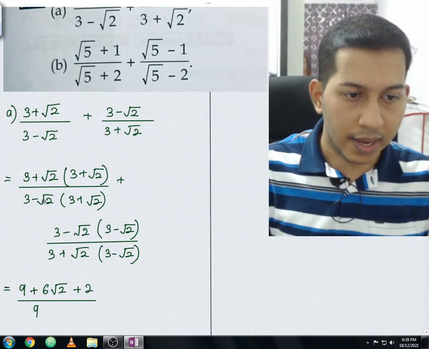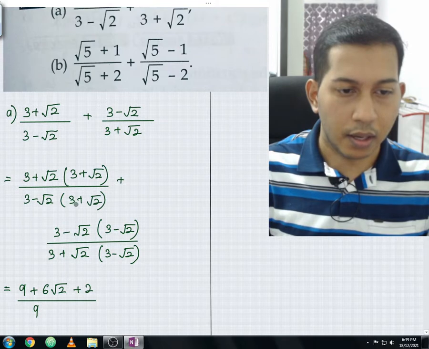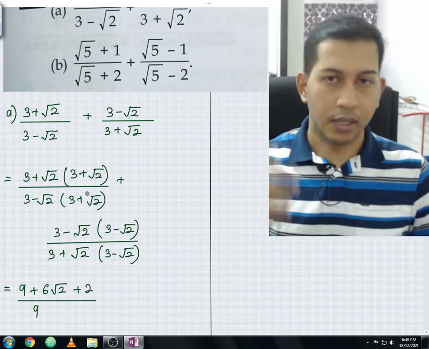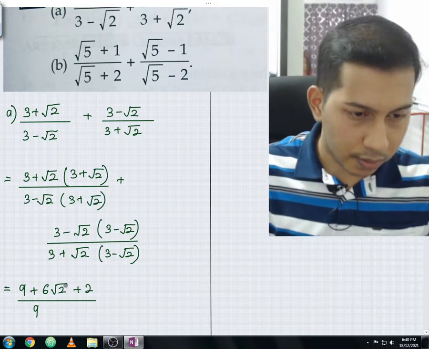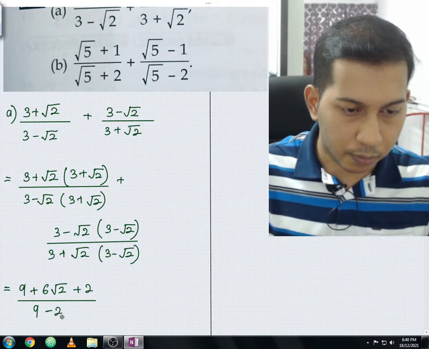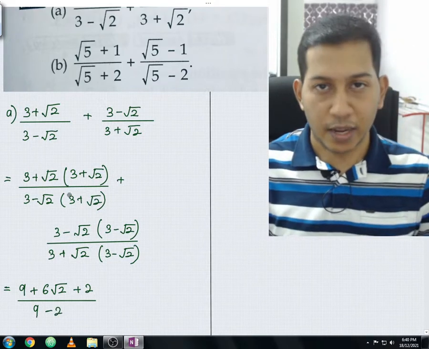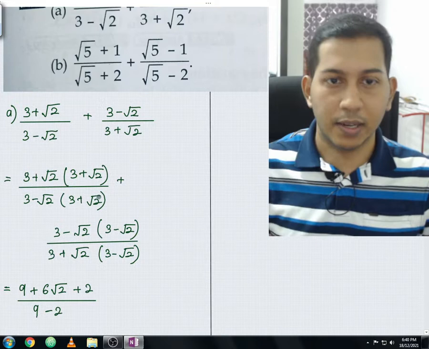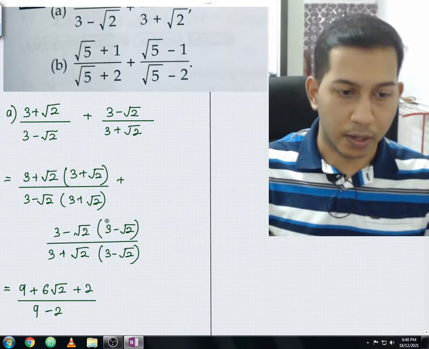Okay, and then negative surd 2 times positive surd 2, you should get negative 2. So from here you get 9 minus 2. This is for the first fraction. We now only solve the first fraction. Let us take a look at the second one.